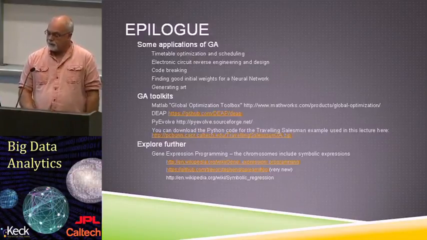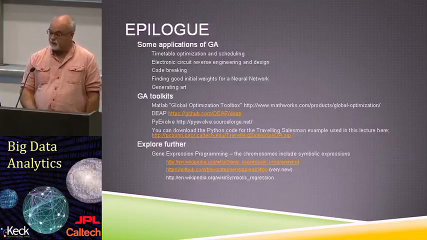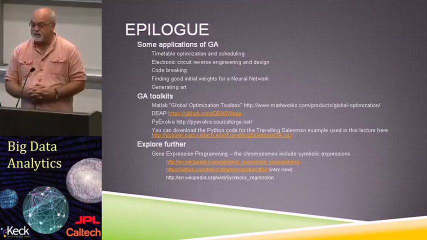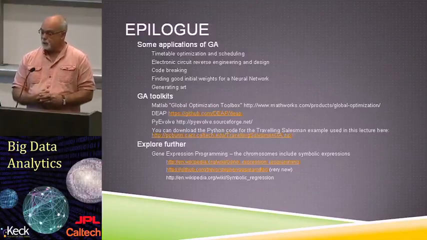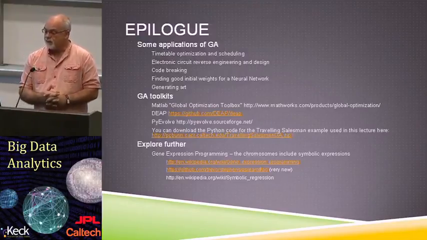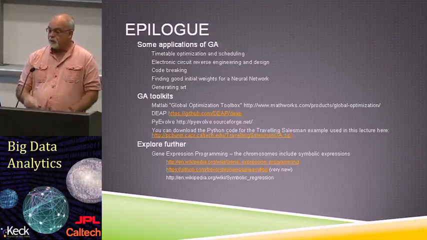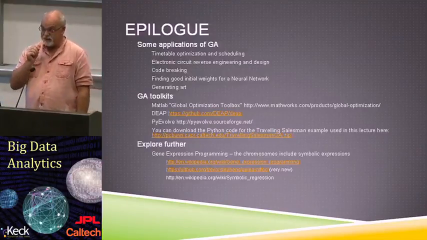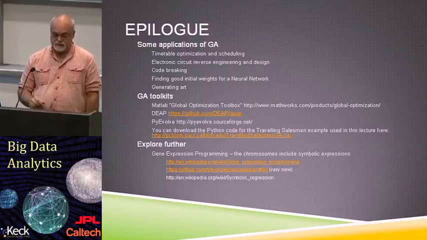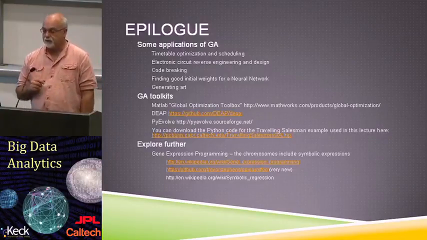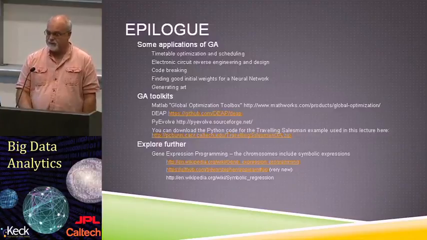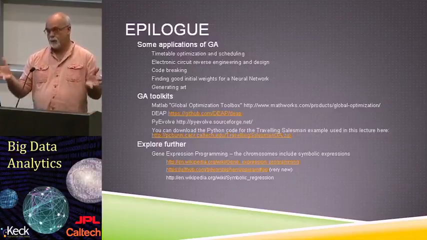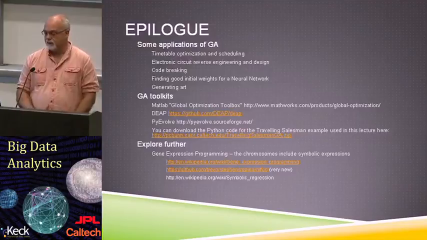There are several genetic algorithm toolkits that you can use. MATLAB has a thing called the Global Optimization Toolbox. There's a thing called DEAP. There's a thing called PyEvolve. And you can also download the code for this. In general, if you know how to program or you're handy with programming, genetic algorithms are rather easy to write yourself. There's no real need to take on board an enormous package if you don't really need to.